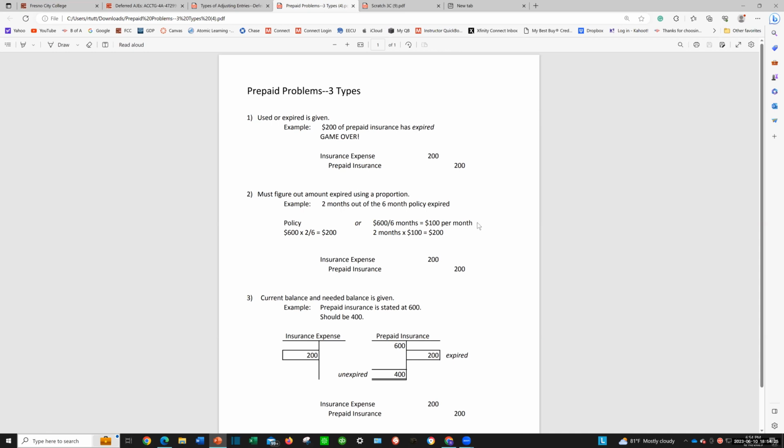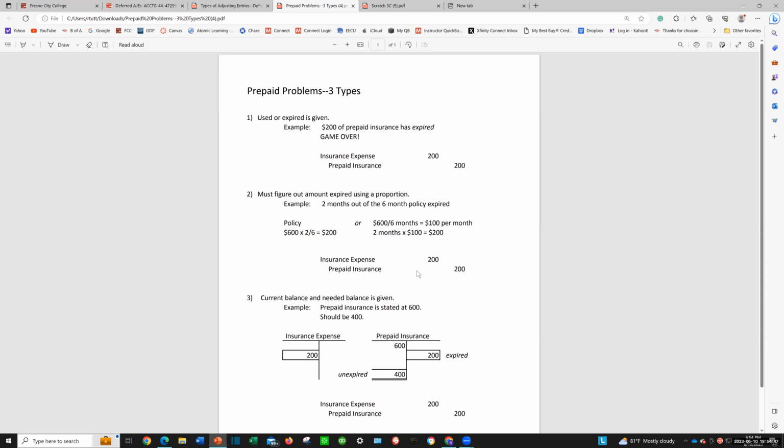Now, we need to record 2 months of expiration. So we just multiply 2 months times 100 to give us our $200. It's the same journal entry. Debit, insurance expense, 200. Credit, prepaid insurance, 200.